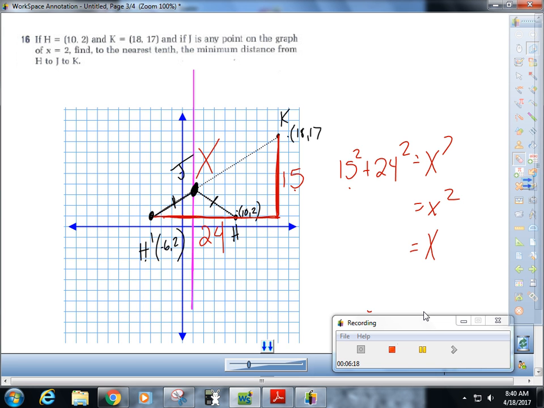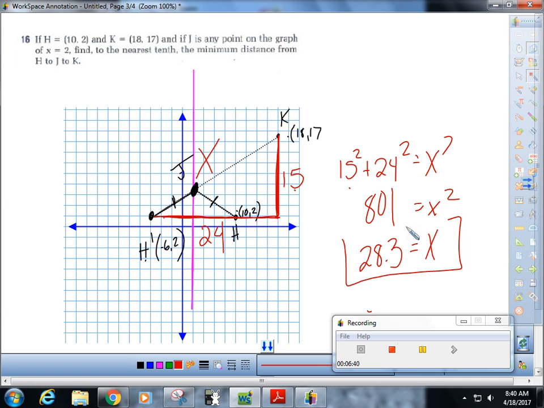Always. 15 squared plus 24 squared is 801. Square root of 801 is 28.30. Is that right? Finally. Boom!